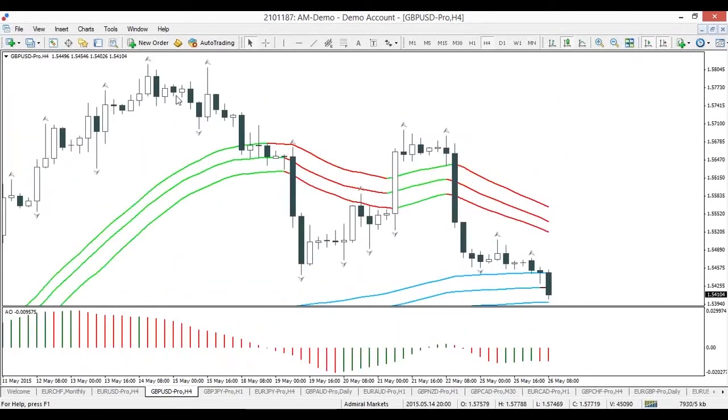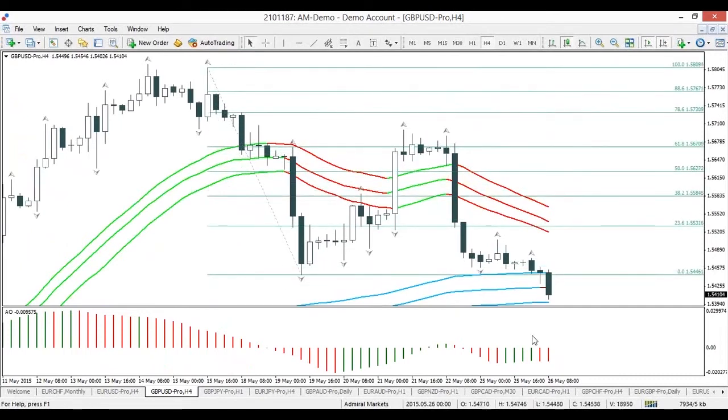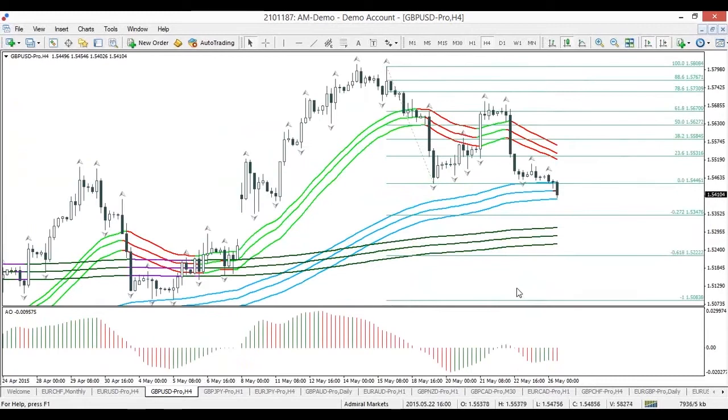If I just add quickly a fib from here to here, we can see where the targets are. The target is right smack in the middle. So I would still be careful of 153.50 and then 152.50.